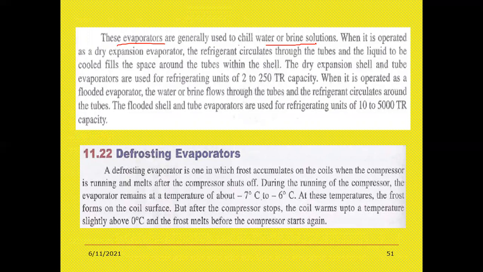When it is operated as a flooded evaporator, the water or brine flows through the tubes, as in the figure shown, and the refrigerant circulates around the tubes. The flooded shell and tube evaporators are used for refrigerating units of 10 to 5000 tons capacity. That is about the shell and tube evaporators.